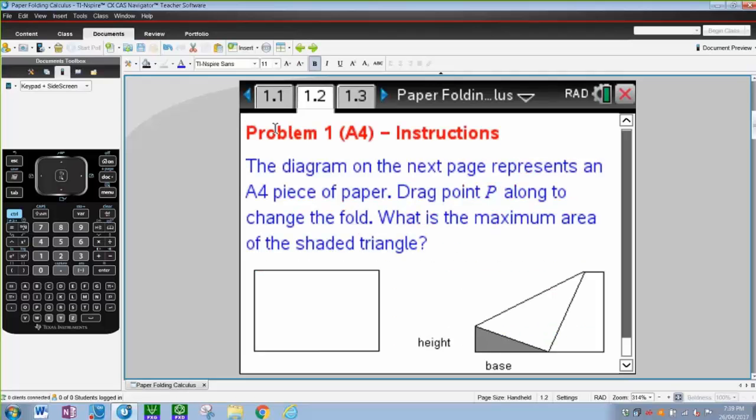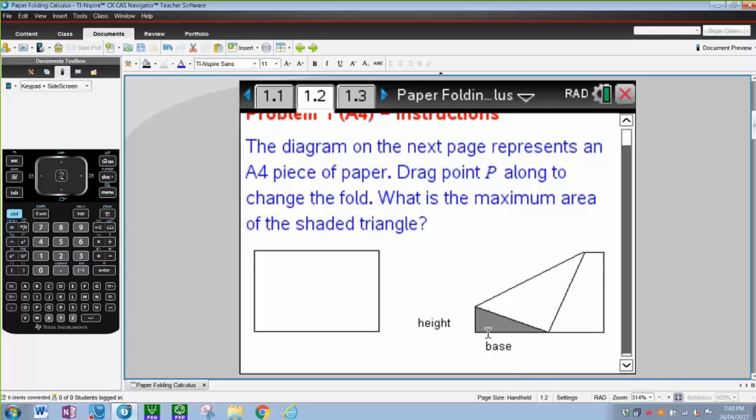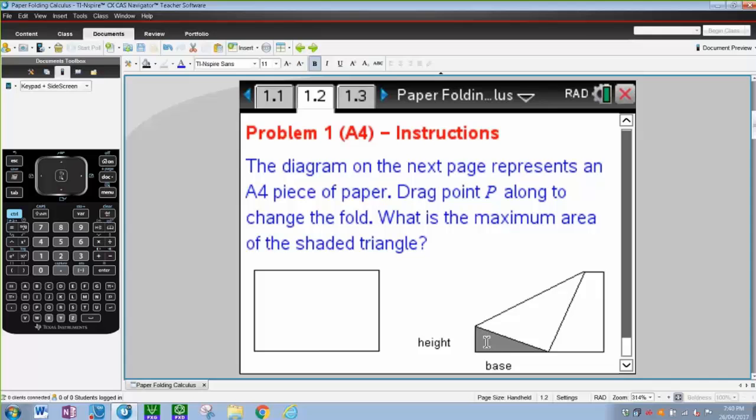So what we've actually got here is basically a piece of paper in landscape mode, an A4 piece of paper that is. And what we're doing is taking the top left corner of that and folding it down in such a way that that top left corner ends up on the base of the paper. And what you end up getting is a paper that looks like this. And our job is to try and maximize the area of that gray triangle that's sitting right there.